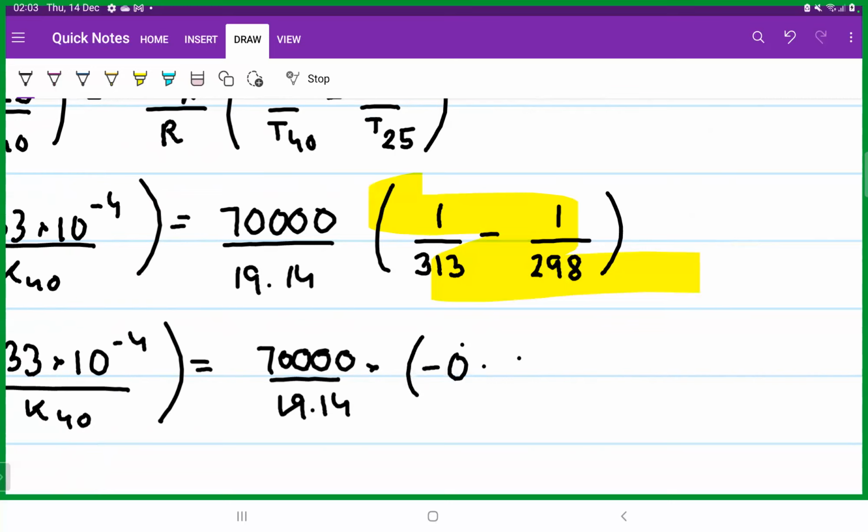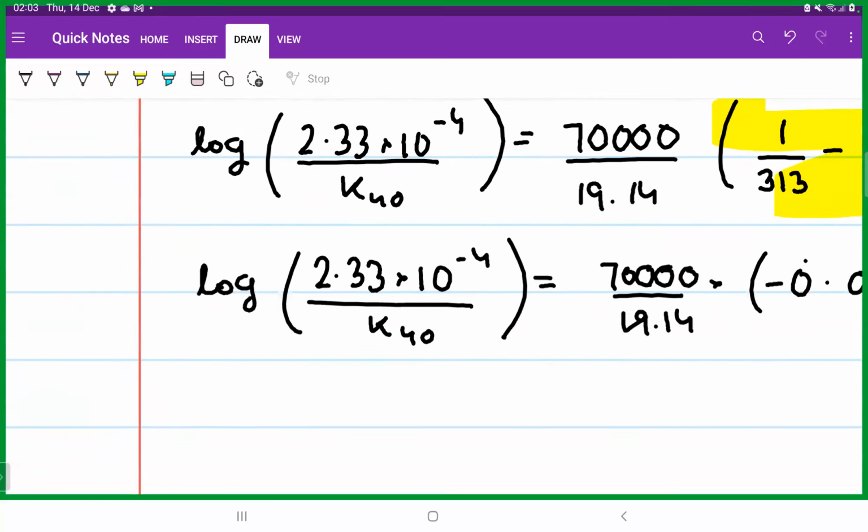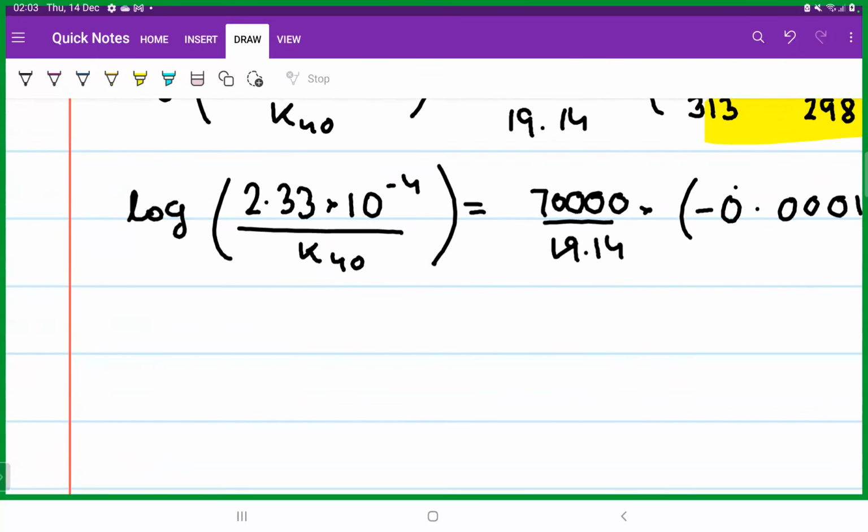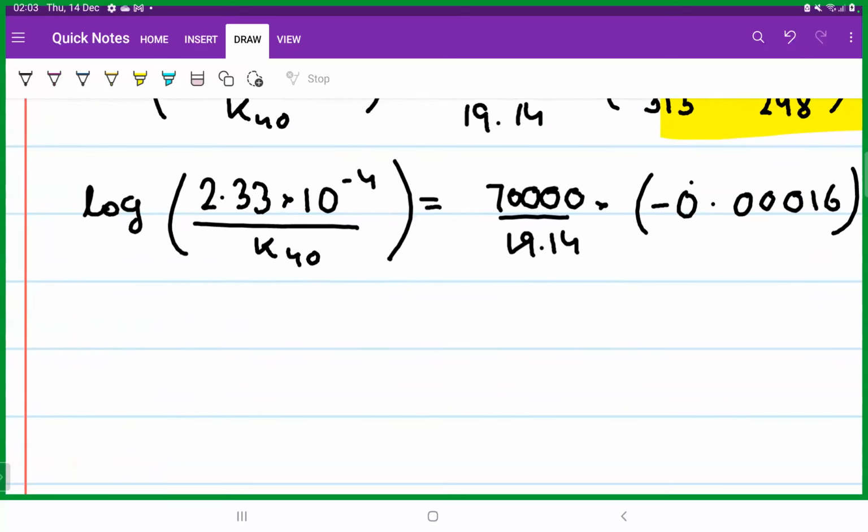minus 0.00016. Okay, and I have used a calculator, but please don't use a calculator when you're doing such kinds of sums, because not using a calculator will help you practice for the main exam. From here we can calculate K40, which is roughly equal to 8.8 into 10 to the power minus 4 second inverse.